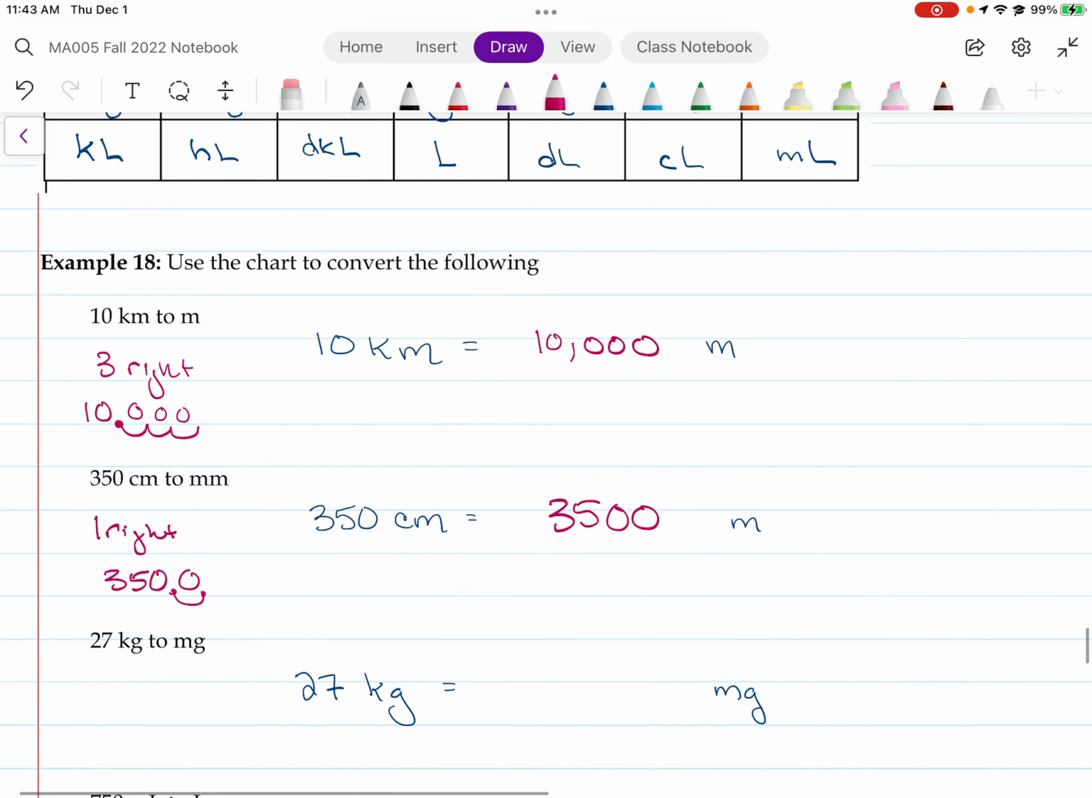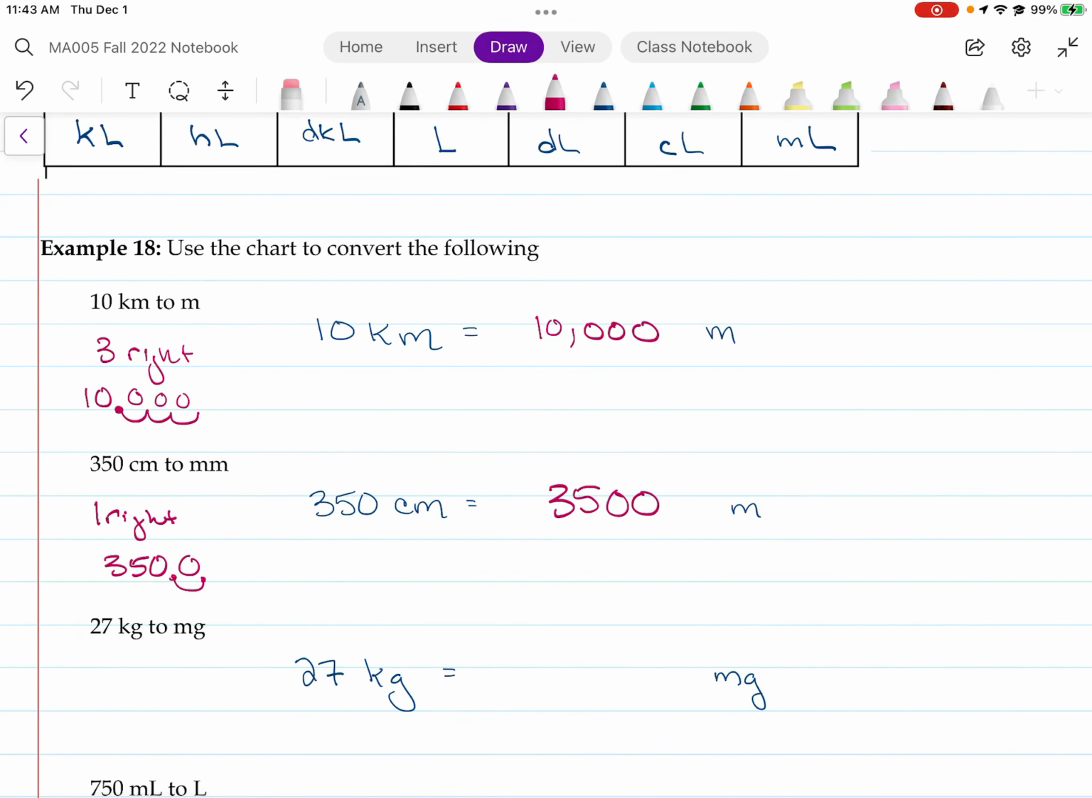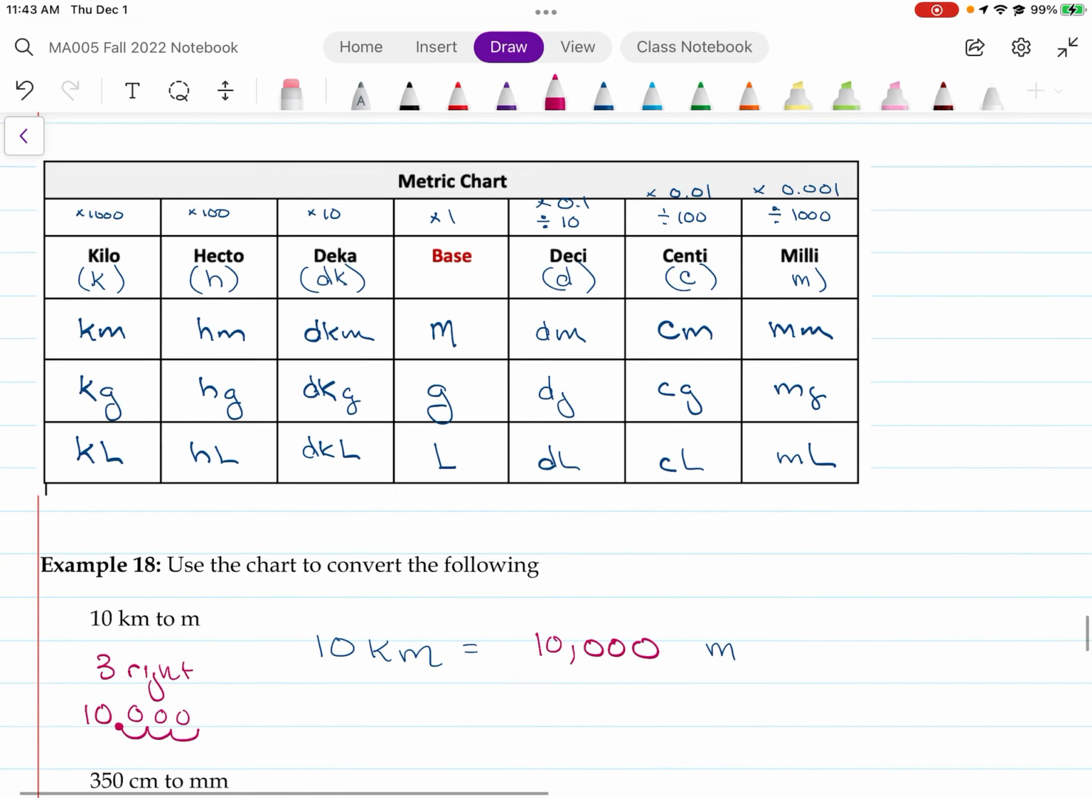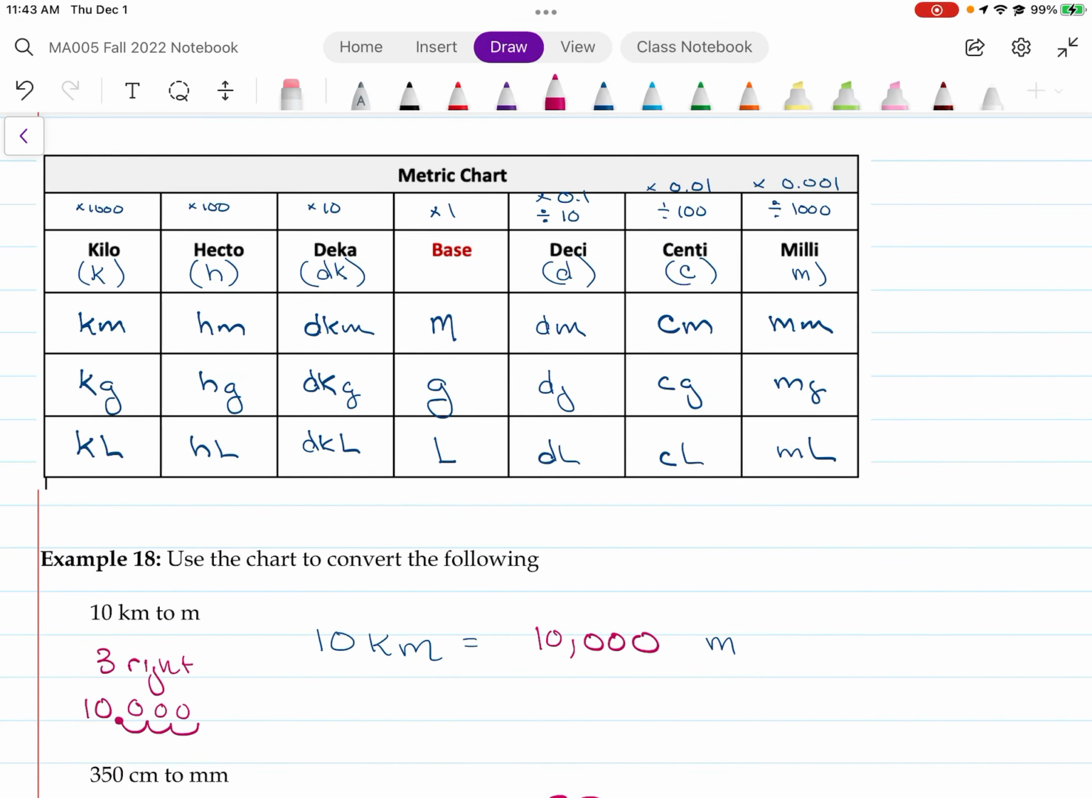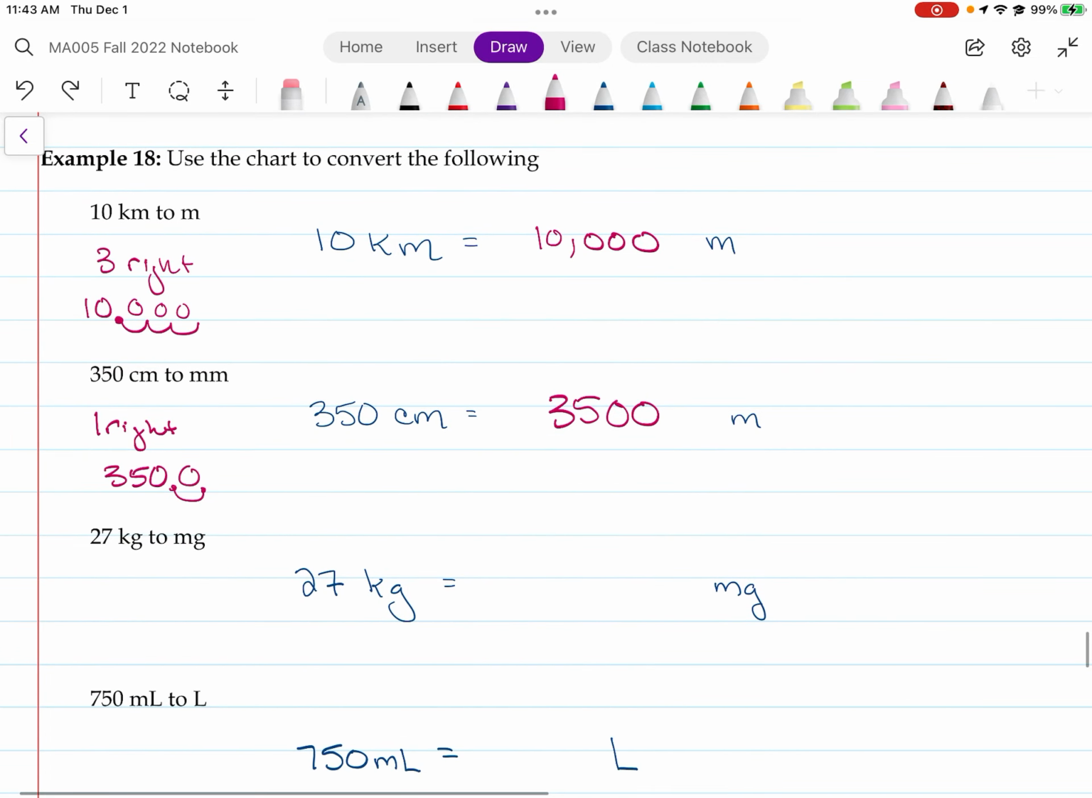Okay, let's try 27 kilograms to milligrams. Let's see, kilo to milli. So kilograms is here, milligrams is here. 1, 2, 3, 4, 5, 6 to the right. Okay, so 6 right. I'll write that down.